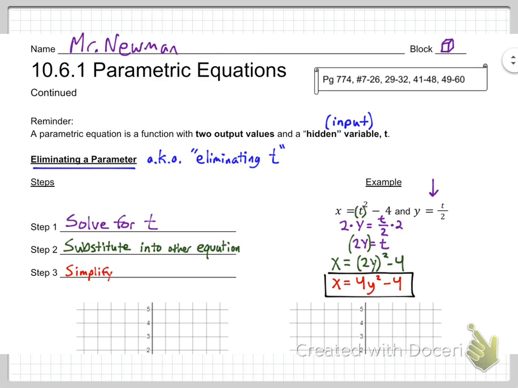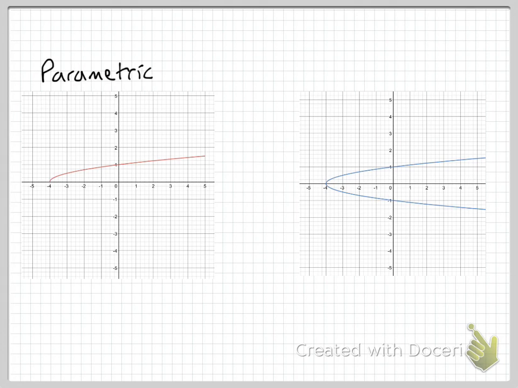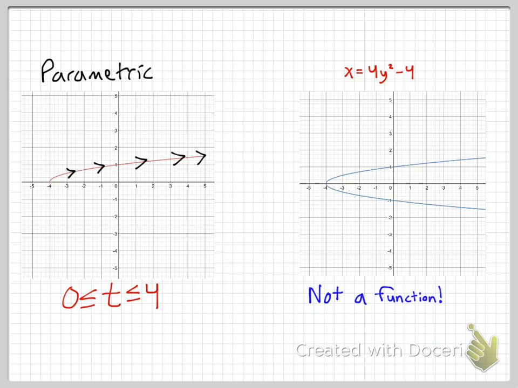So what I want to do, I'm going to graph these side by side so you can see them. The one on the left is the parametric. The one on the right is x equals 4 times y squared minus 4. Notice that they cut out the same space. Now the one on the left, the parametric, goes from 0 to 4. I could have graphed it from, say, -4 to 4 or -5 to 5, and you would see the same graph as the one on the right. I just wanted to show you where 0 starts. The parametric also has a direction to the path, whereas the other side does not. And the one on the right is also not a function.